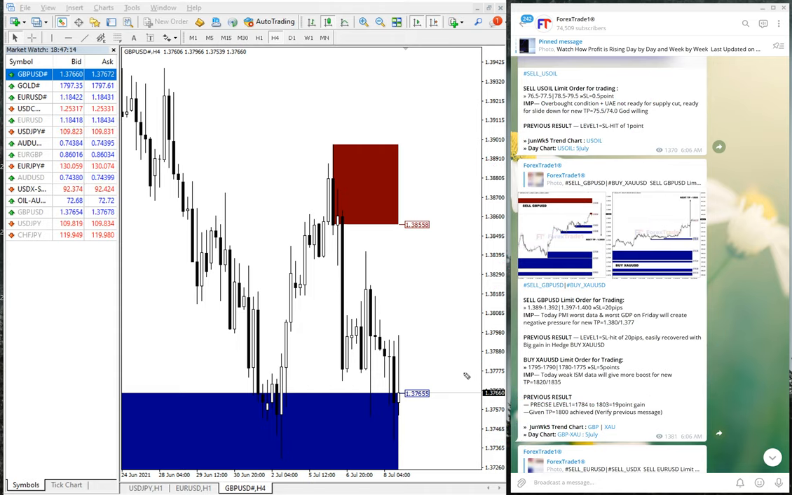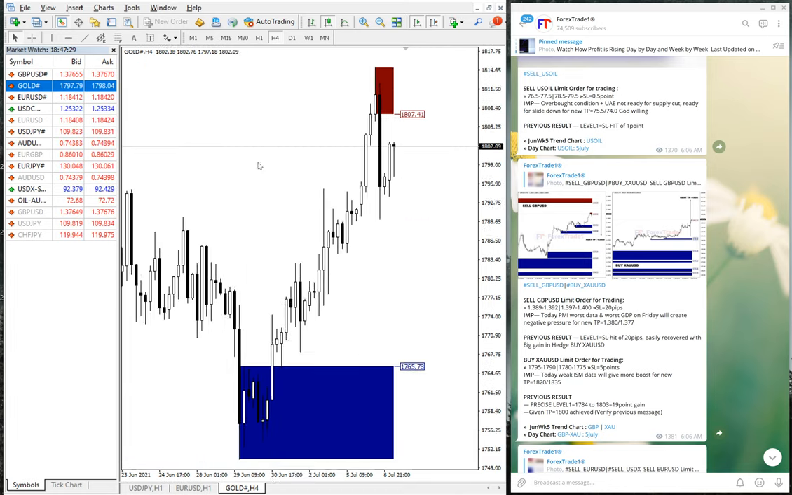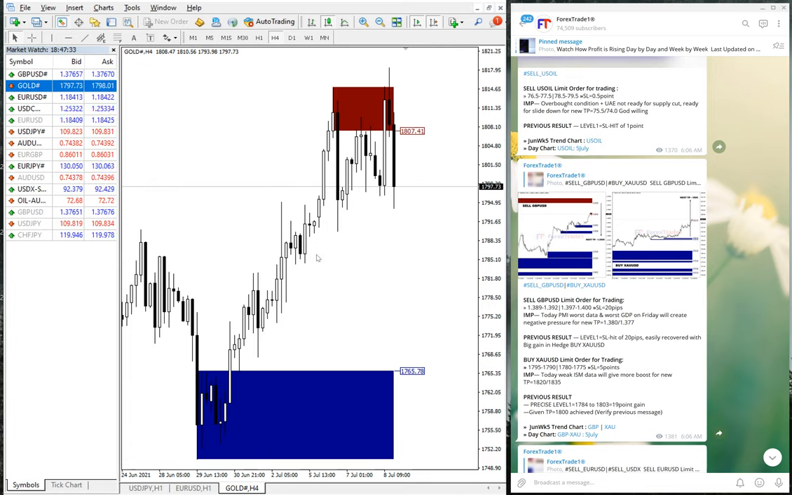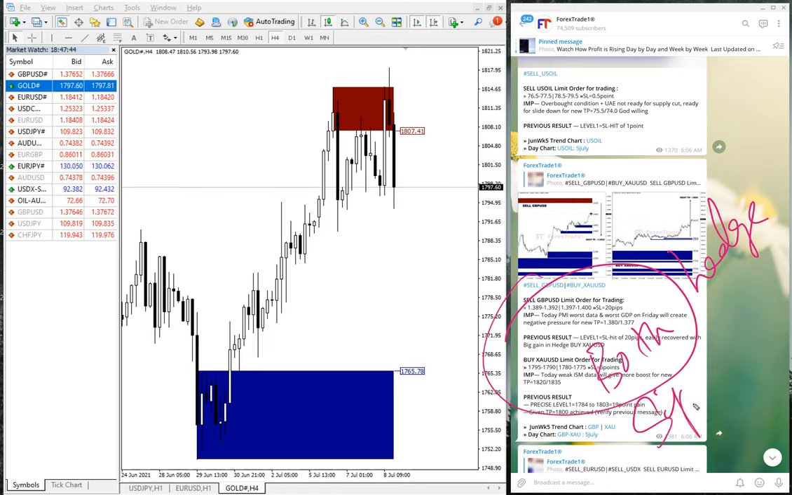So now let's move on to the next signal, which is gold. We are giving GBP and gold together. Why? Because these two are our hedge pair. That is why we are giving these two signals together. Usually in hedging, one will perform and another may not perform, but in GBPUSD and gold, both performed well. Both hedge signals performed.